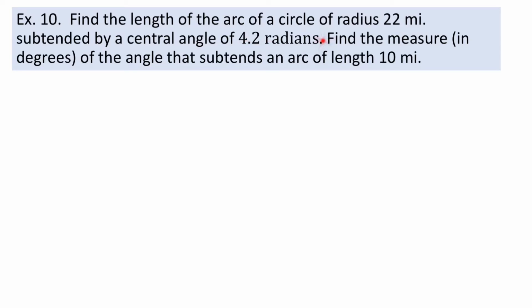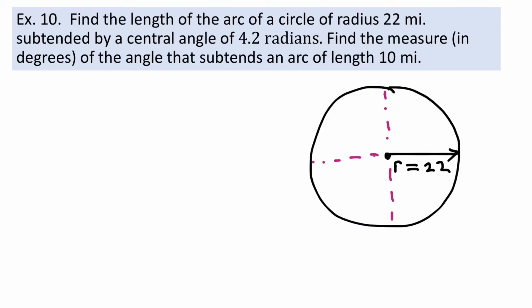I recommend you make a sketch first. So here's my circle. Here's my radius of 22 miles, and I have an arc of 4.2 radians. Well, exactly what does that mean? So let's see, I'm at 0 radians here. I'm at pi radians over here, so pi is 3.14, and then I'm at 2 pi radians over here, so that's 6.28.